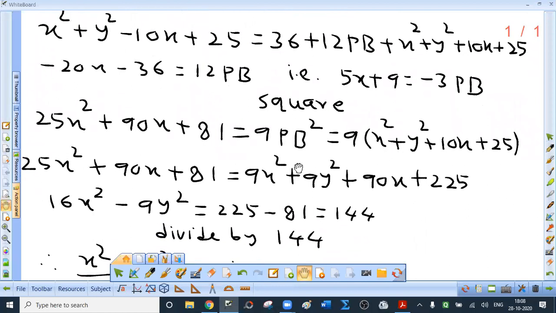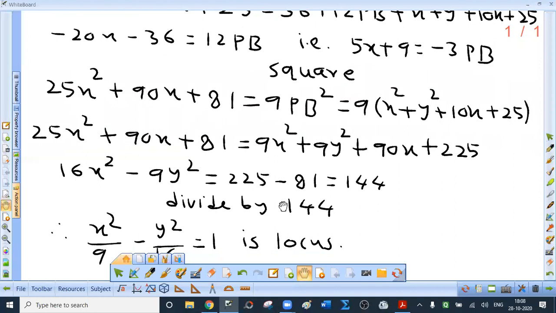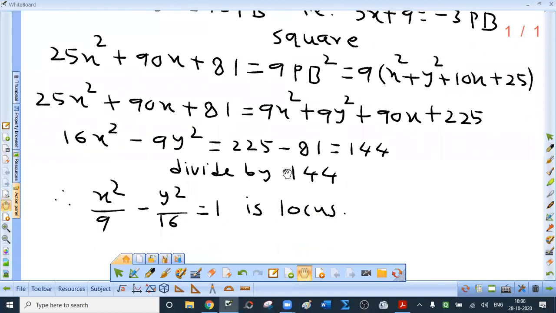If you rearrange the terms, you get 16x square minus 9y square equal to 225 minus 81, which is 144. Divide throughout by 144 to get x square upon 9 minus y square upon 16 equal to 1. This is the locus. If you want to write a note, you can write that the locus represents a hyperbola.